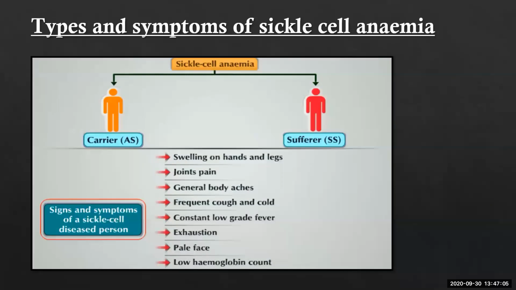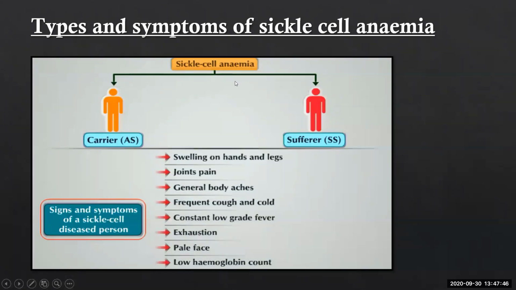Now we will see the types and symptoms of sickle cell anemia. There are two types of sickle cell anemia, that is, one is carrier and the other is sufferer. And the symptoms are swelling on hands and legs, joint pains, general body aches, frequent cough and cold, then constant low grade fever. There is exhaustion, means the person tires very early, then pale face, low hemoglobin count. So these are the symptoms of a sickle cell anemia person.